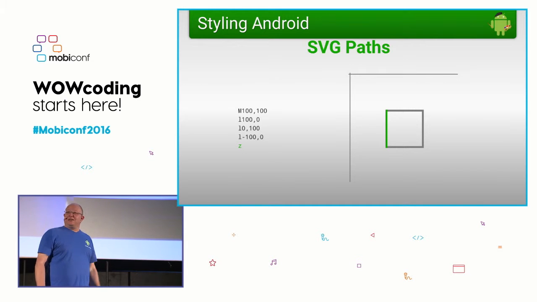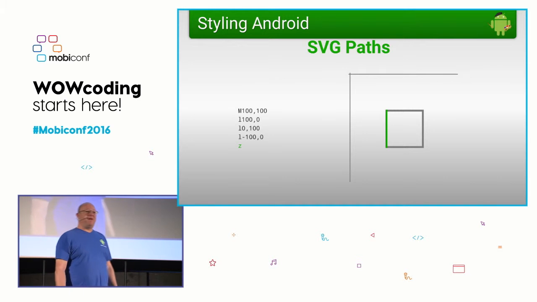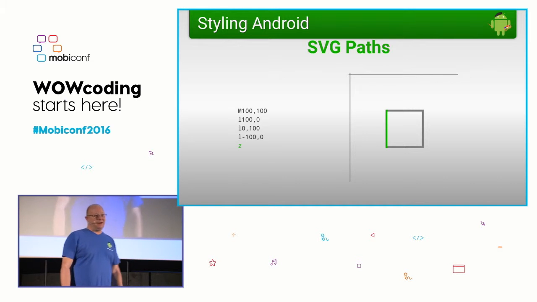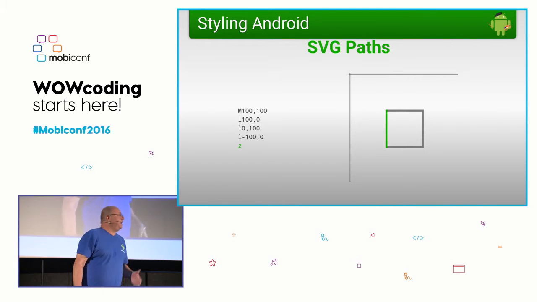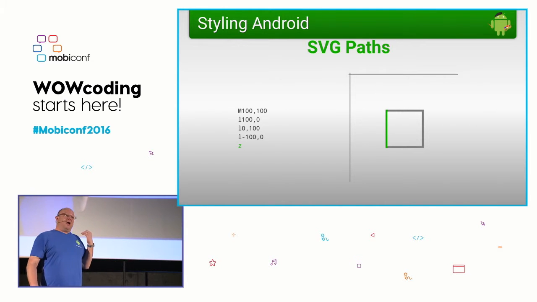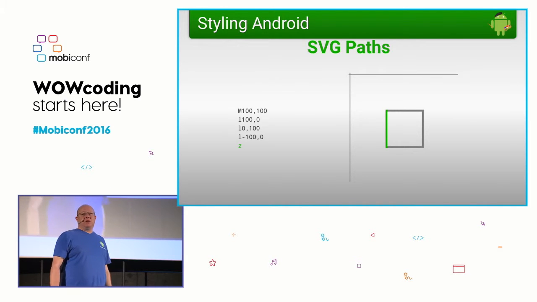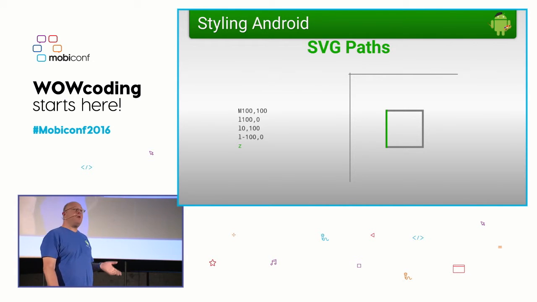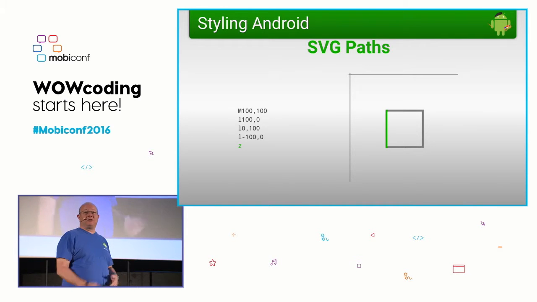So that's pretty simple. They're just some simple commands. Anyone that ever programmed Logo will be familiar with this. It's just telling the system where to actually draw lines. Now, there are a few more commands than this, which I'm not going to go into today, because otherwise we could just fill the whole talk with SVG path data.